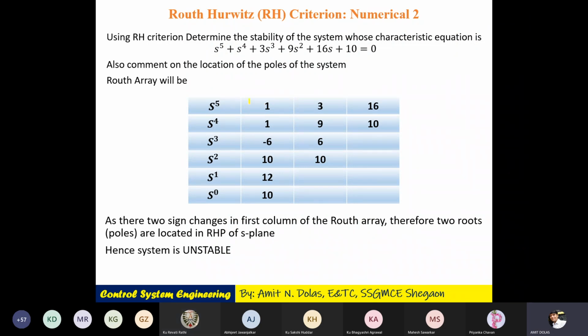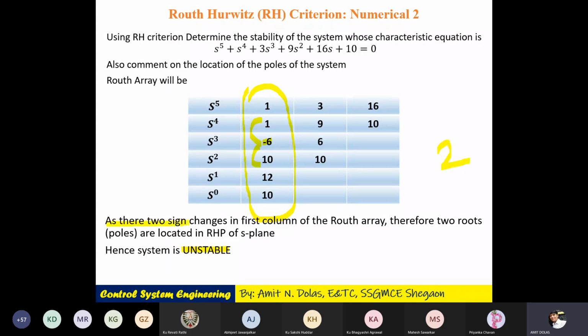Just see the sign change. Not one, there will be two. There is a sign change here. They are not of same sign, so it is of course an unstable system. But I'm interested in the number of roots or number of poles. Look at the sign change. Positive से यहाँ negative हुआ है, negative से फिर से positive हुआ है. So there are two sign changes.